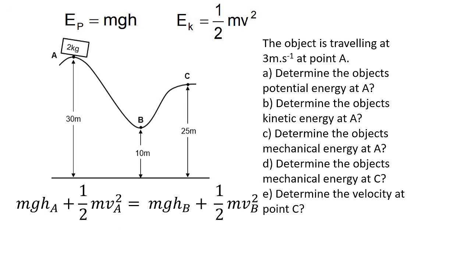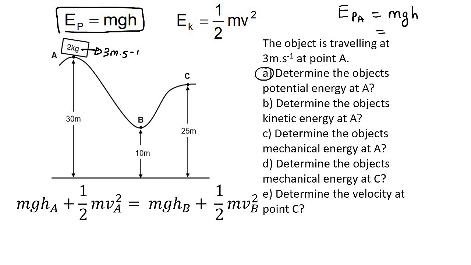So the first question says that the object is traveling at 3 meters per second at point A. And the first question says, determine the object's potential energy. So we don't go to this formula because they're just asking for potential energy. So we just go to this formula over here, and we're going to say the potential energy at point A is equal to mgh, and that's going to be equal to the mass multiplied by 9.8 multiplied by the height, which is 30. Can you see that they're measuring all of the heights relative to the ground? So we'll use the ground as our reference position for this question.